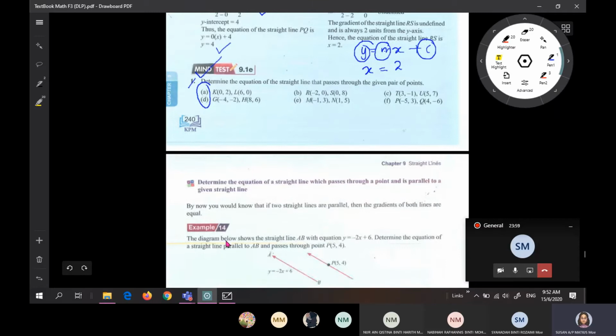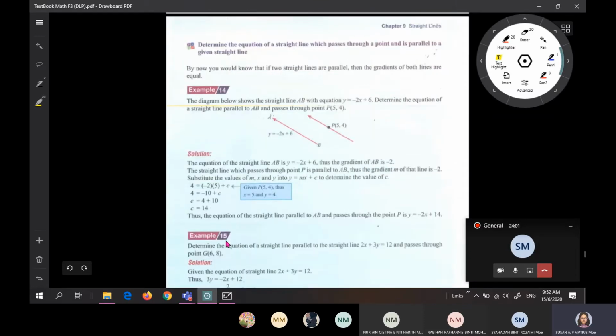Let's go to the next page, guys, page 241. Now we are going to look at how to determine a straight line which passes through a point and is parallel to another given straight line. Look at the focus here: that means you are looking at two lines.